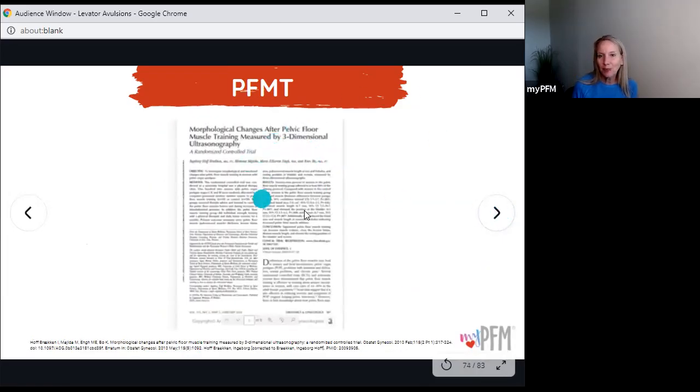Morphological changes after pelvic floor muscle training measured by 3D ultrasound. Let me grab some water here.